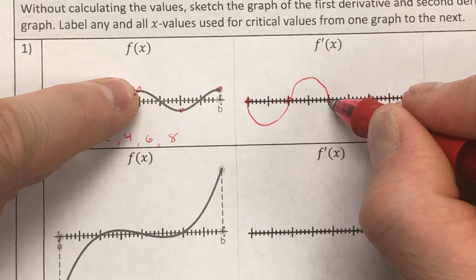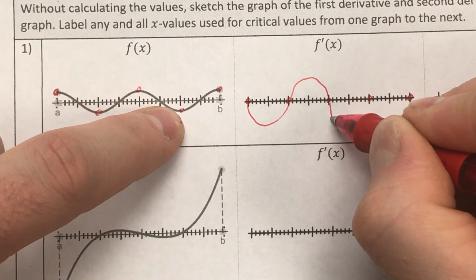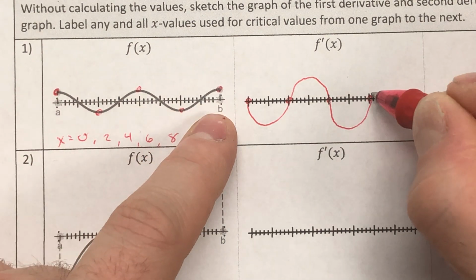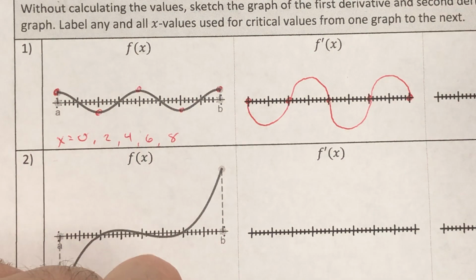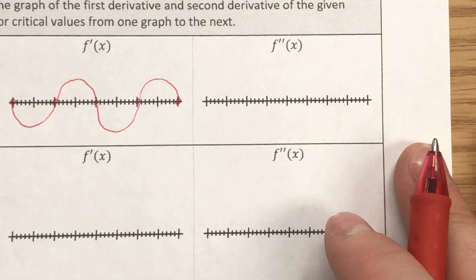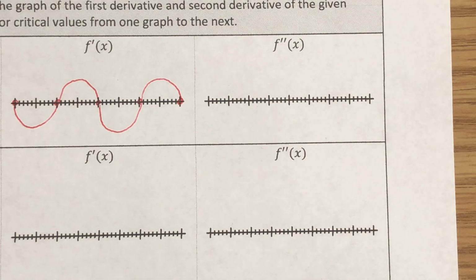I'm going to be in the negative area all the way up until I hit 0, so I have to curve back. I'm going to be a positive slope all the way up until I hit that next maximum. Awesome. So I have that, and that is the graph of my first derivative. And then I'm going to do it again.